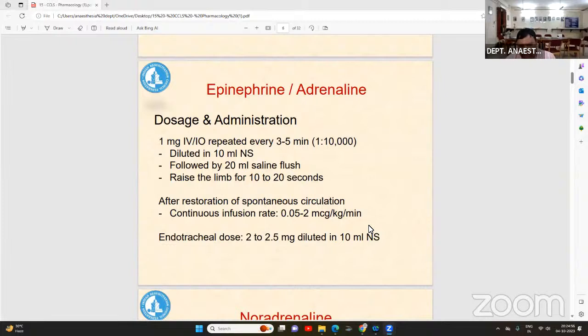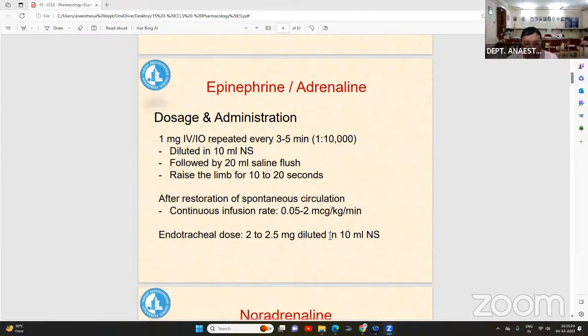Endotracheal dose, generally, is not advisable. Suppose the patient is in severe shock, collapse state, and you can't get any veins, you may try the endotracheal dose, that is 2 to 2.5 mg. That means you can use 2 to 2.5 ampoules, diluted in 10 ml NS. You can rapidly inject into the endotracheal tube, followed by ambu bagging so that it can reach the capillaries. Once you give the flush, always give ambu for 2 to 3 puffs so that it can be absorbed into the systemic circulation.